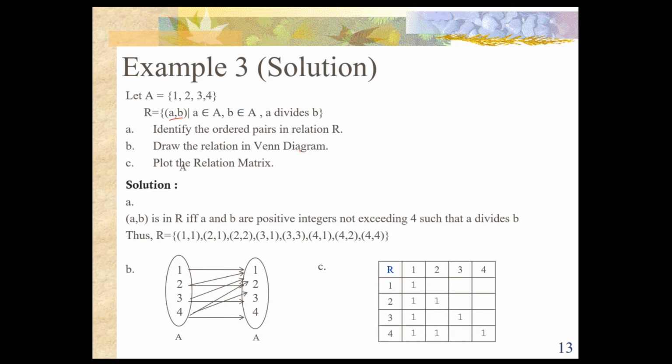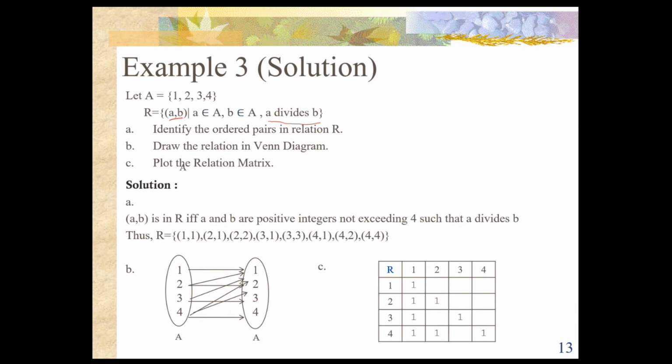Okay, then draw the relationships in a Venn diagram. I have shown you just now, but of course here you only maintain the arrows that fulfill the criteria a divides b. You see, 1 divides 1, correct. 2 divides 1, correct. 2 divides 2, correct. But 2 doesn't divide 3, right? That's why there's no connector between 2 and 3.